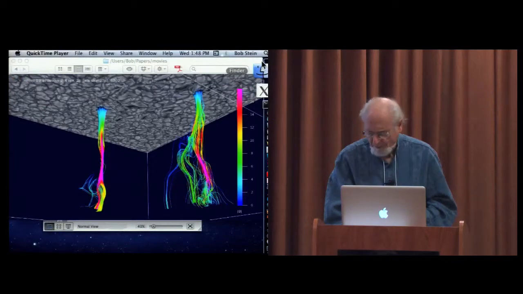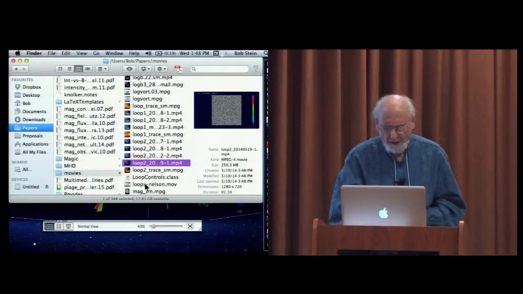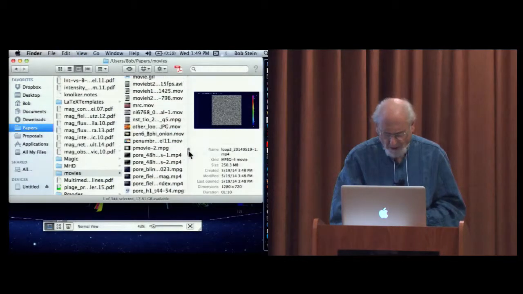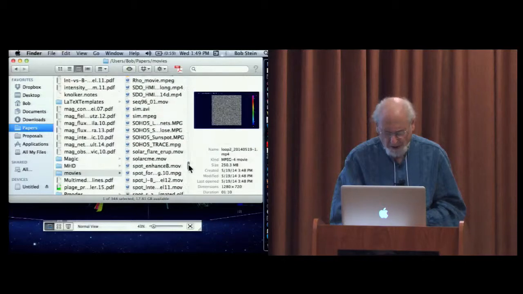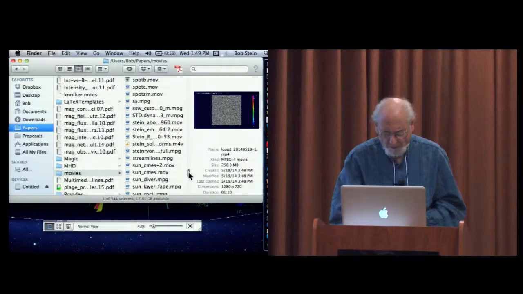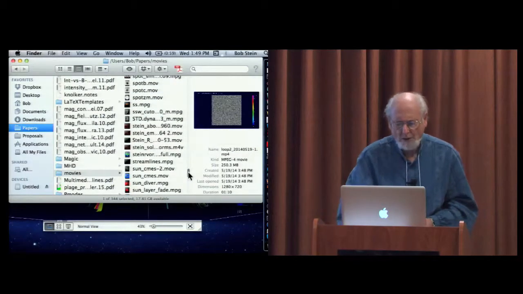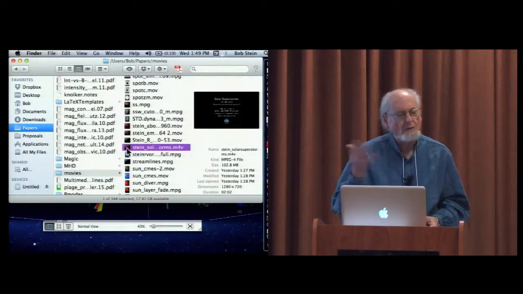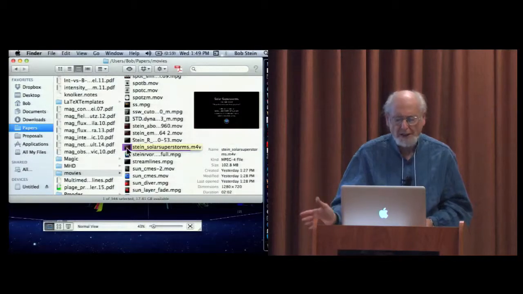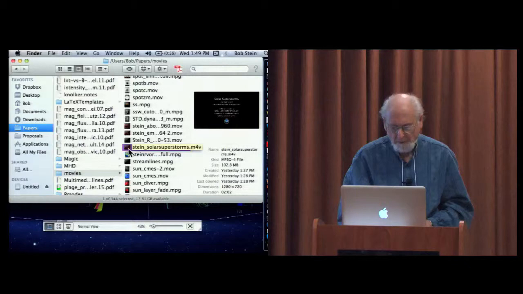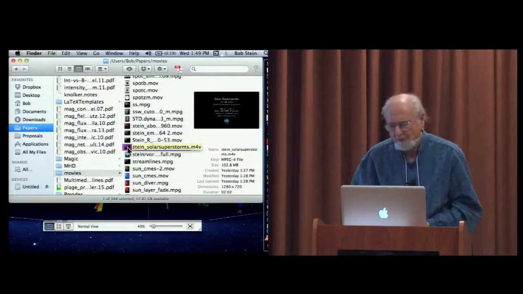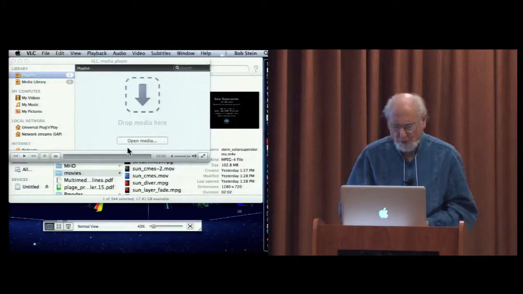And finally, these results are going to be part of a general presentation for planetarium that's being put together by the people at NCSA, of which this kind of flux emergence will be a little part.